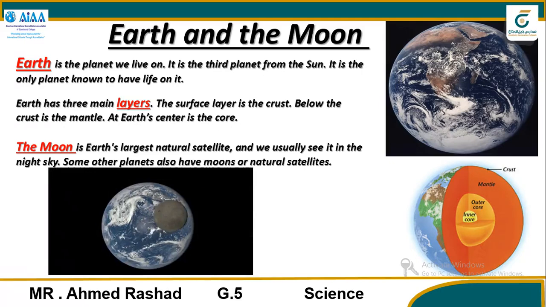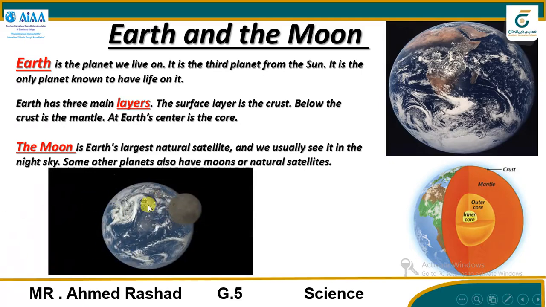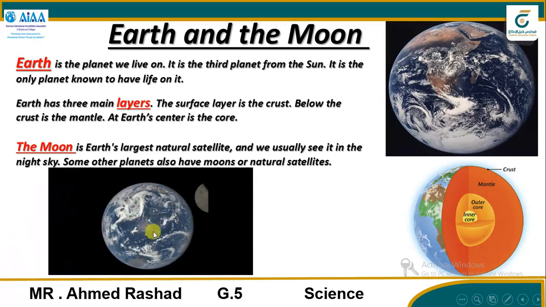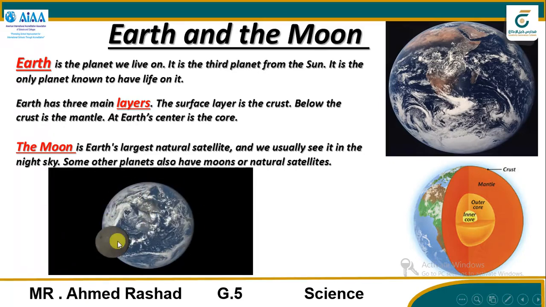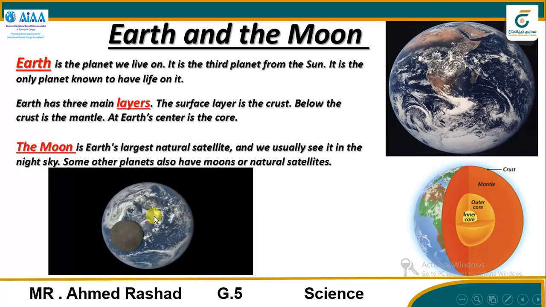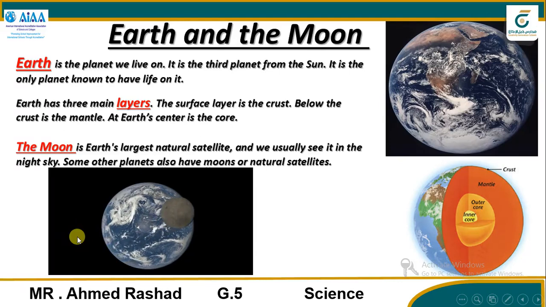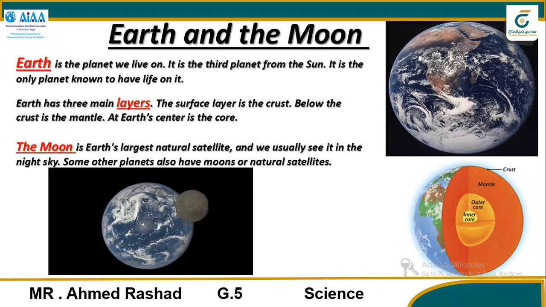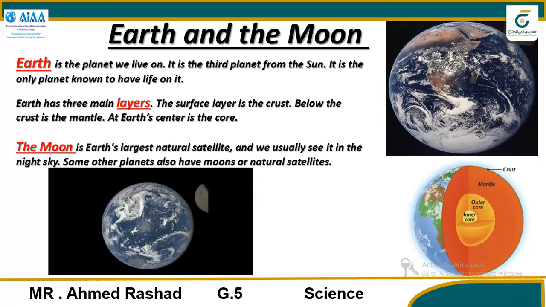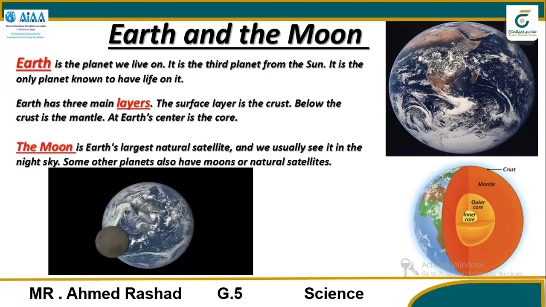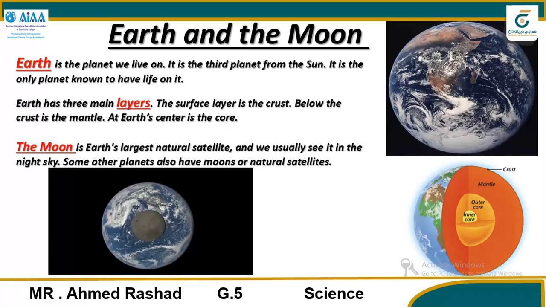So you can see here the movement of the moon and Earth around the sun, and the movement of the moon around the Earth in its specific orbit. So we have orbits from the movement of the moon around the Earth and orbits from the movement of the Earth around the sun, and this can make an eclipse between the Earth, moon and sun.